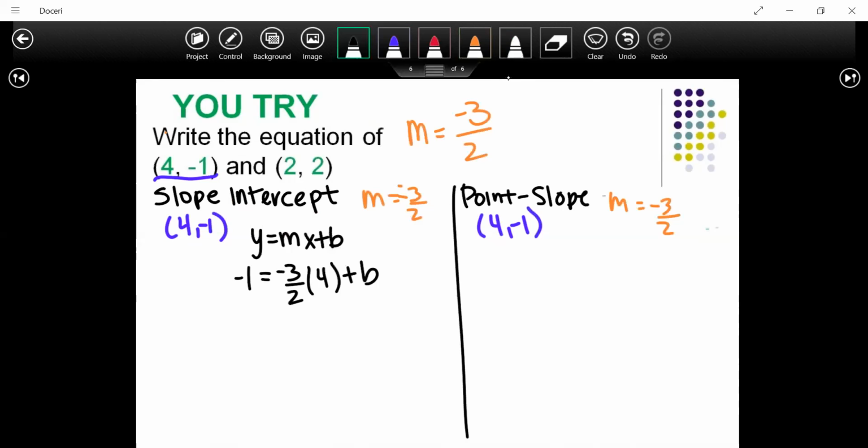When we reduce down, we get -1 is equal to -6 plus b. If we add that up, we get 5.